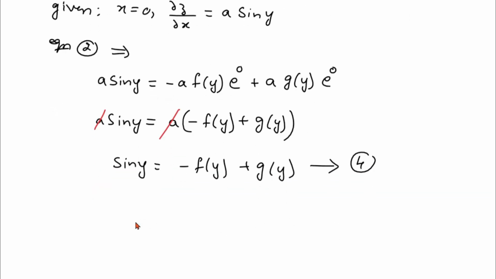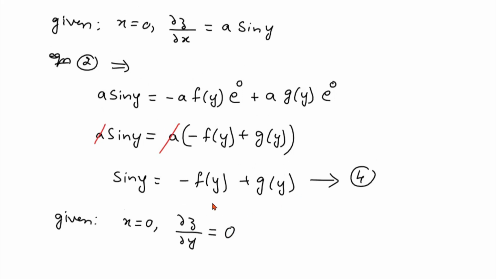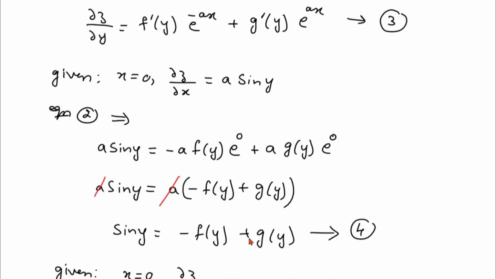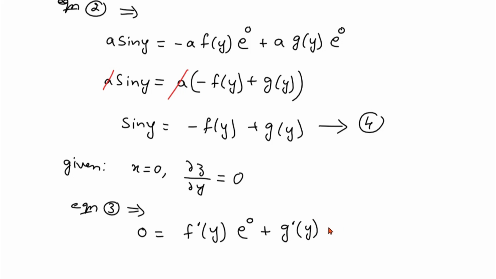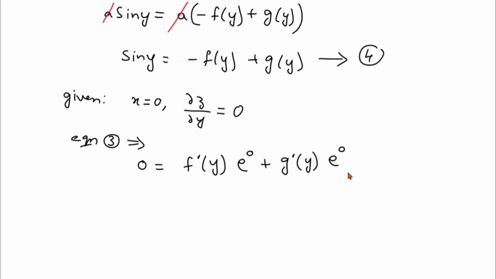So one condition has been used. Now go for the second condition. Given x is equal to 0, one more value that is given is ∂z/∂y equals 0. Read the question properly. So these are the two values given. ∂z/∂y is in equation number 3, so go back to equation 3. Equation number 3 implies ∂z/∂y, which is 0, equals f'(y) into e^(0), since x is 0, plus g'(y) into e^(0). But we know e^0 is 1, so you'll be getting f'(y) plus g'(y).